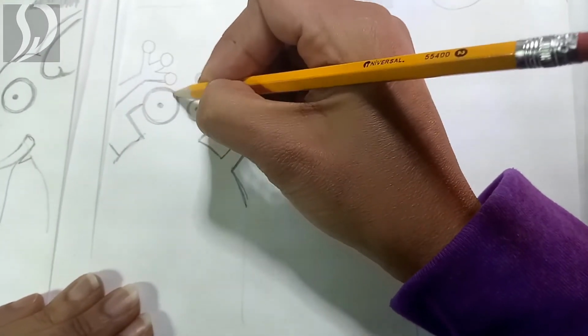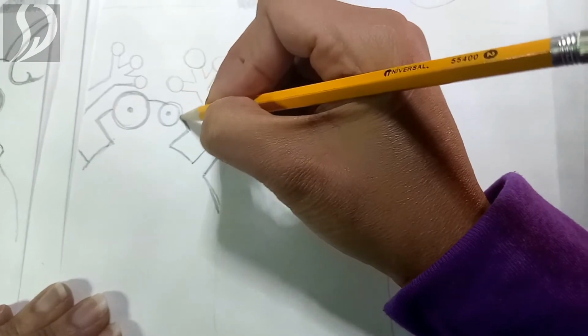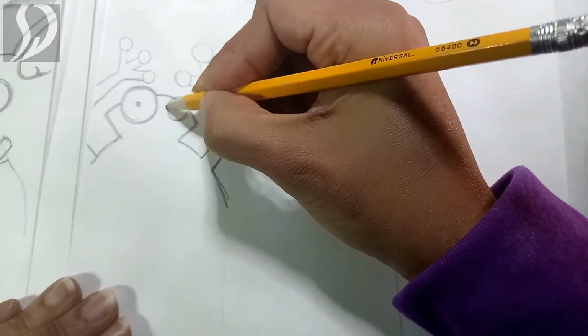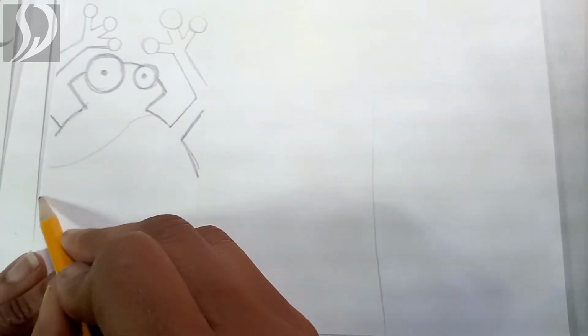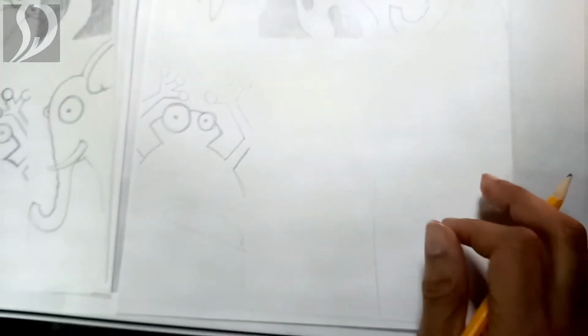Alright, so there's his eyes. We're going to make this part kind of dark and round. Alright. And then we're just going to suggest what colors he might be. I'm just going to show some little patterns in there. Okay? Alright, that's enough for our froggy.